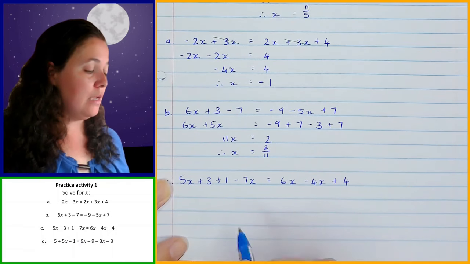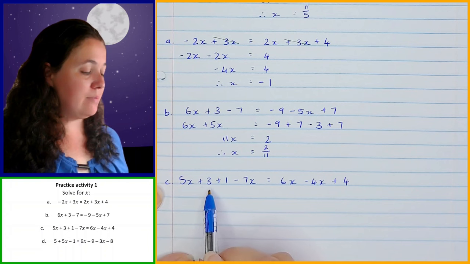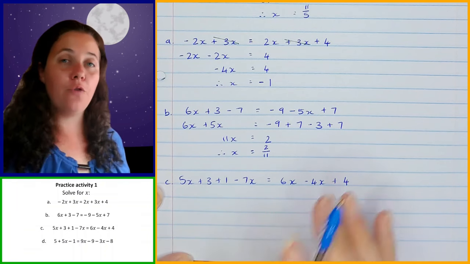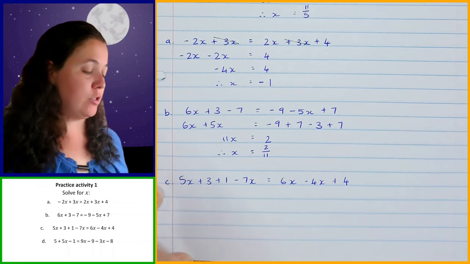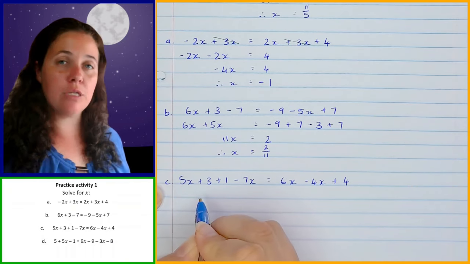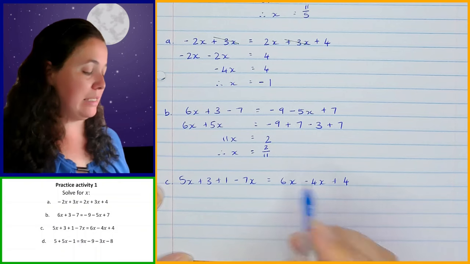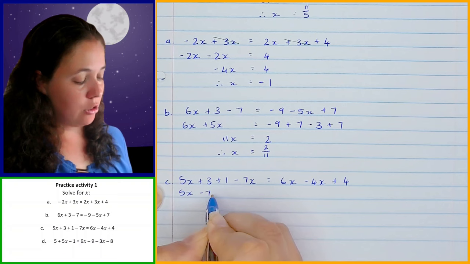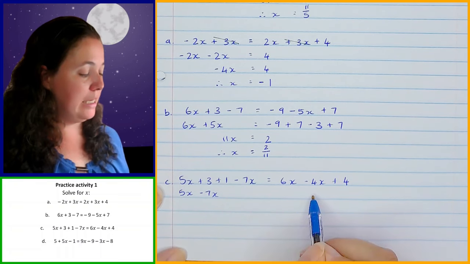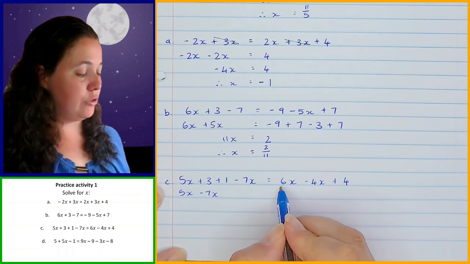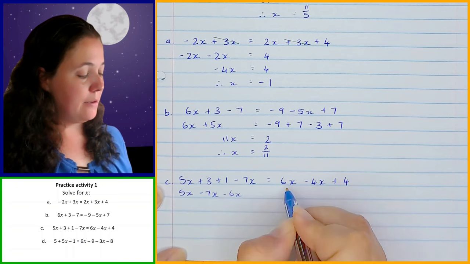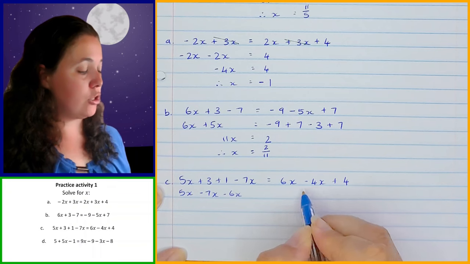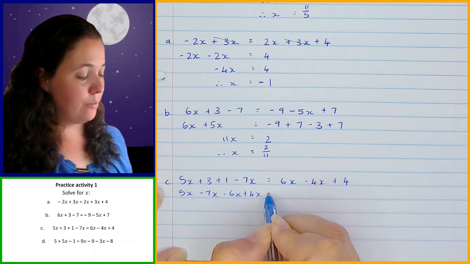Okay. Then question C, 5x plus 3 plus 1 minus 7x equals 6x minus 4x plus 4. First, I'm going to deal with my x terms on the left. I'm not going to worry about the constants because I'll be dealing with them when I get to my right-hand side. So I've got 5x minus 7x on my left, and then on my right-hand side I've got a 6x that I need to get rid of, so I need to minus 6x on both sides, and then I'm going to get rid of my minus 4x, so I'm going to add 4x on both sides.